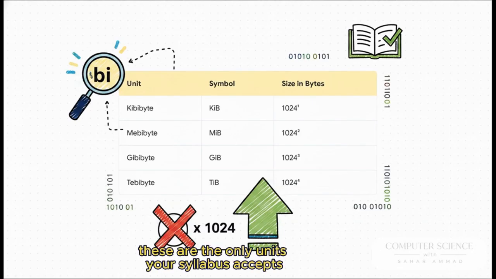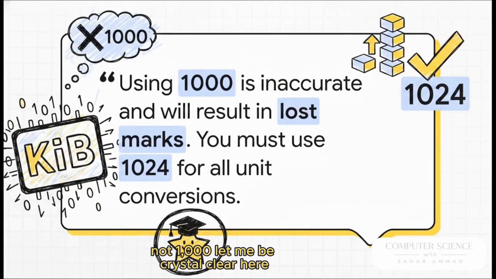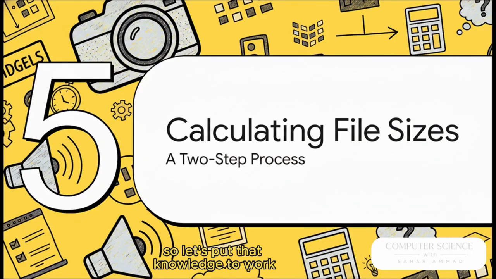That's your clue. These are the only units your syllabus accepts, and they are all based on powers of 1024, not 1000. Let me be crystal clear here, because the examiners certainly are. If you see the word kilobyte in a question, and you use 1000 in your calculation, it's wrong. Simple as that. You must use 1024. This isn't a suggestion, it's a rule you have to follow to get the marks. So let's put that knowledge to work.